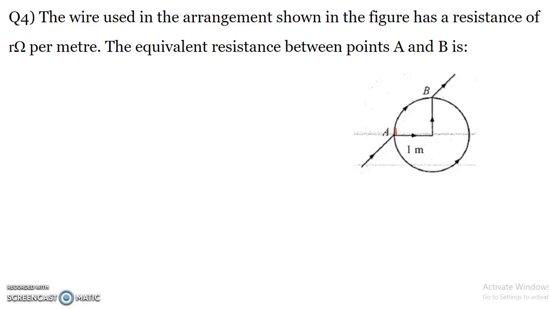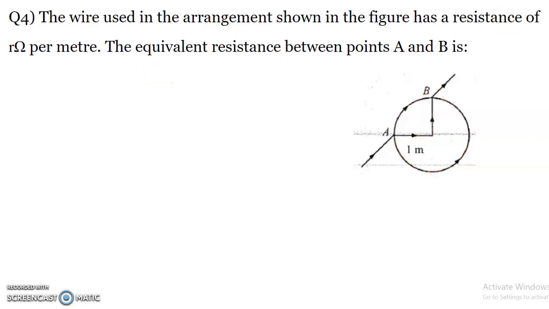This might look a little trickier, but still let us try to solve this. Now we are having a minor arc over here, a right angle triangle here, and a major arc here. Only on adding each of their individual resistances, we can find the equivalent resistance between the point A and B, okay.